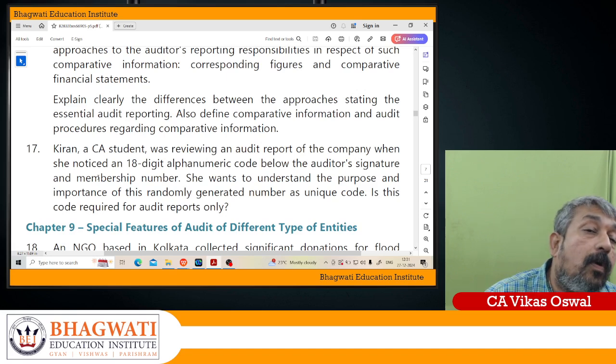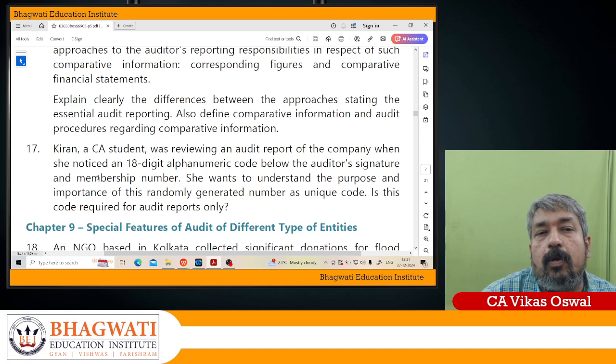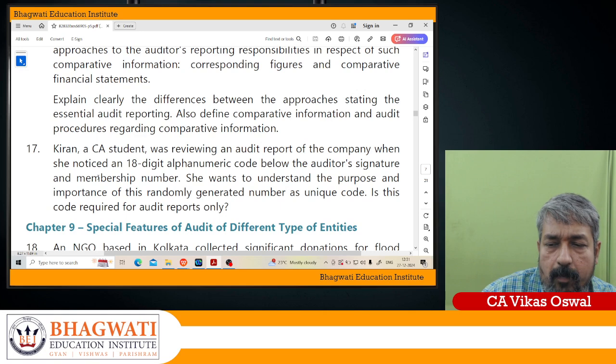This is nothing but, my dear soldiers, this will be more in the nature of UDIN. It is unique document identification number. So here we are talking about UDIN.